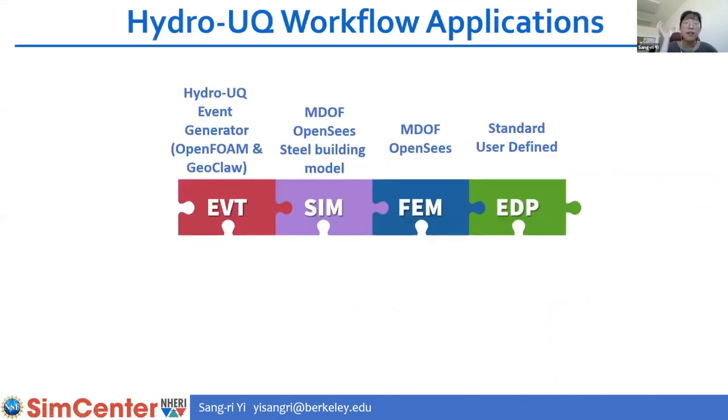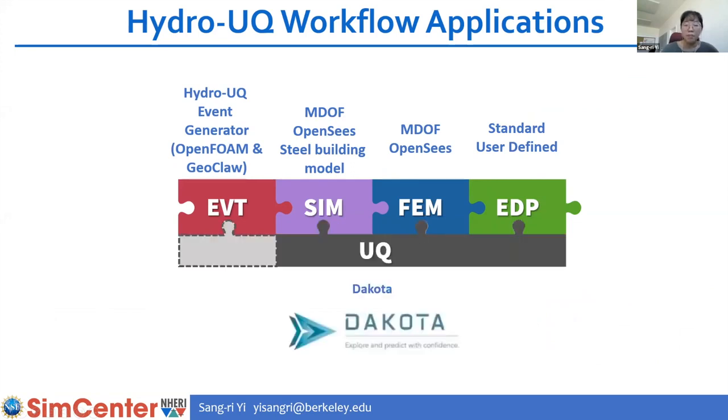So if we convert this figure into this puzzle, the first piece here represents the event generation module, which focuses on hydro. And then these 3 parts are the structure part. And then there are UQ parts that wrap everything around.